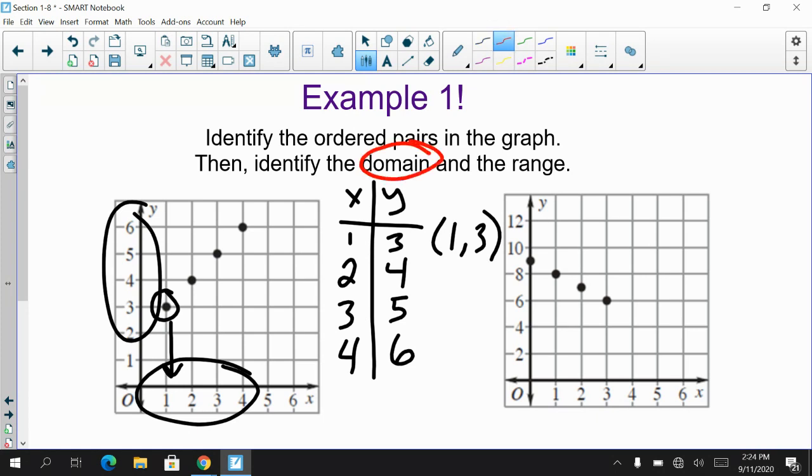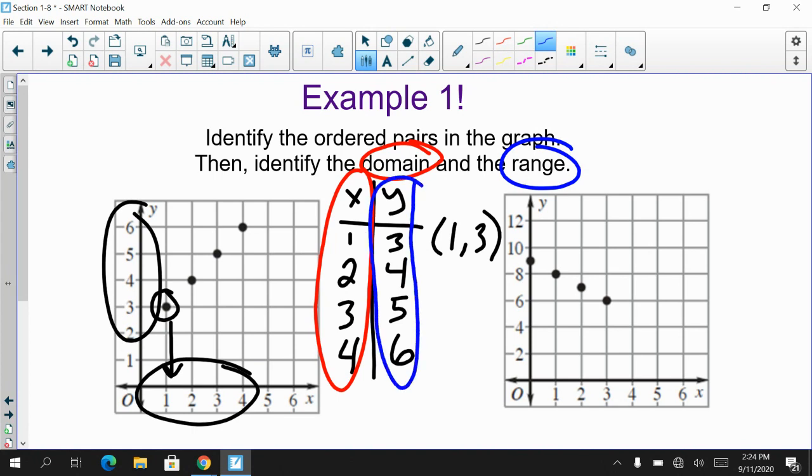So what is the domain? The domain is your x values. The range is your y values. You could write those out. Typically, when you do a set, you use brackets. So if I wanted to write out the domain, I could go 1, 2, 3, 4 with those little squiggly brackets. I'm not going to get real particular on a test or quiz. If they ask for the domain or the range, you guys can write those out however you want.